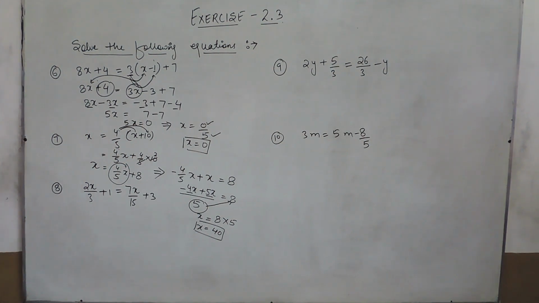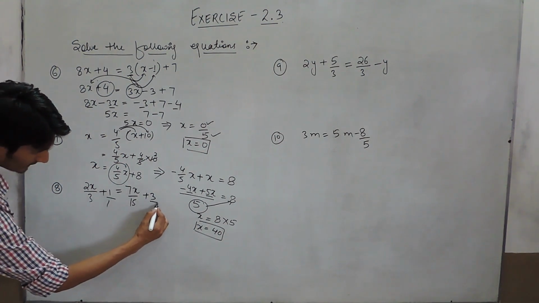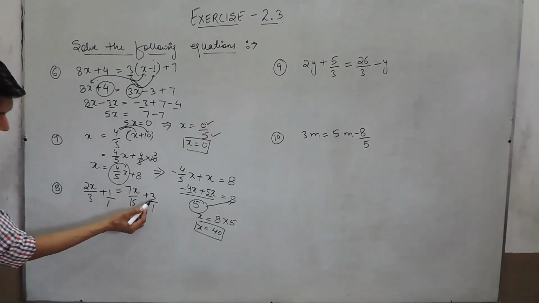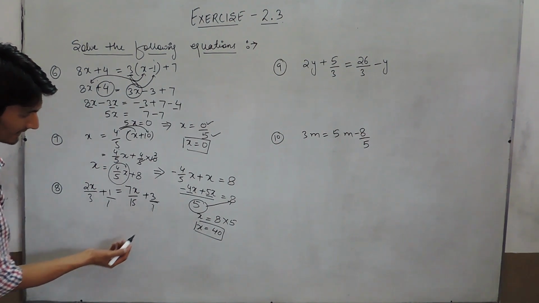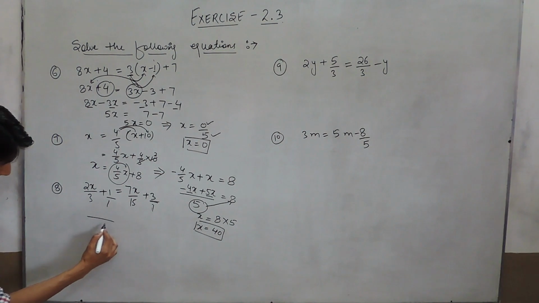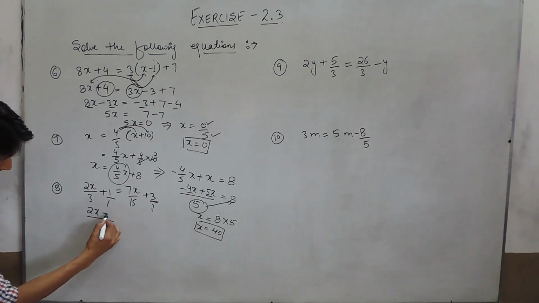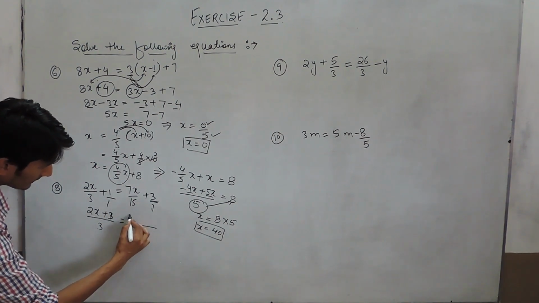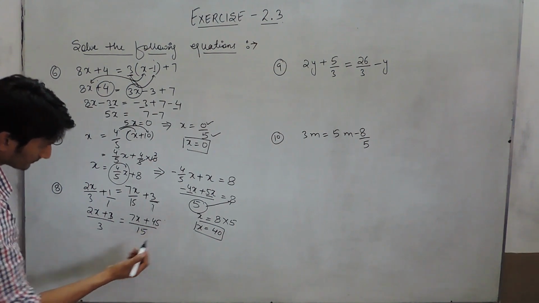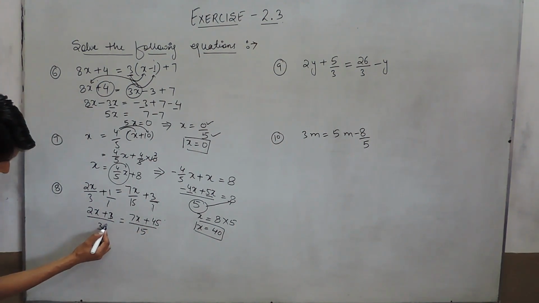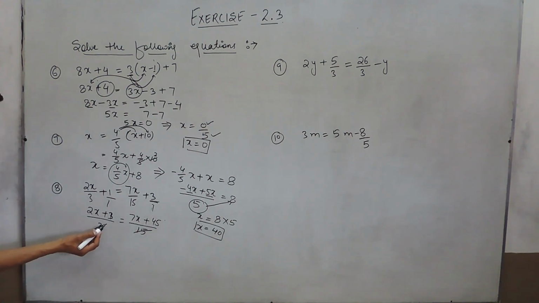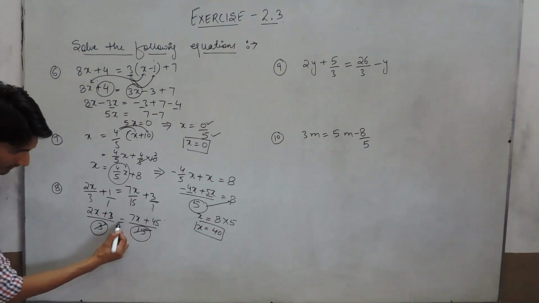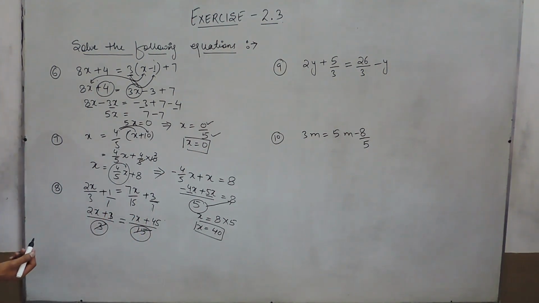In question number 8, to solve this equation, firstly we have to take the LCM because there is nothing written on this, so we can assume it as 1. So taking LCM as 3, it is 2x plus 3, and here it is 15, 7x plus 45. In this case, we can also cancel the numerator or the denominator when they are on opposite sides of the equals to sign.